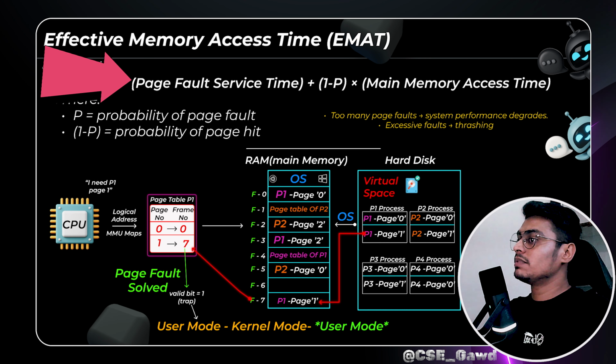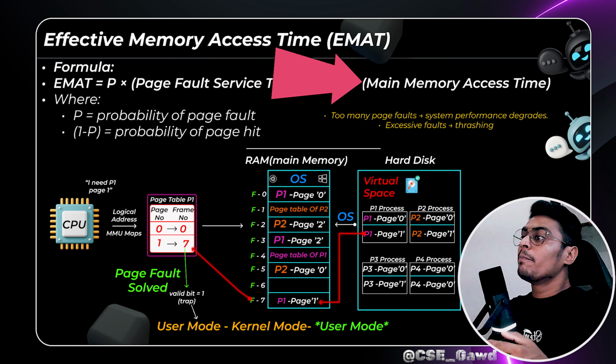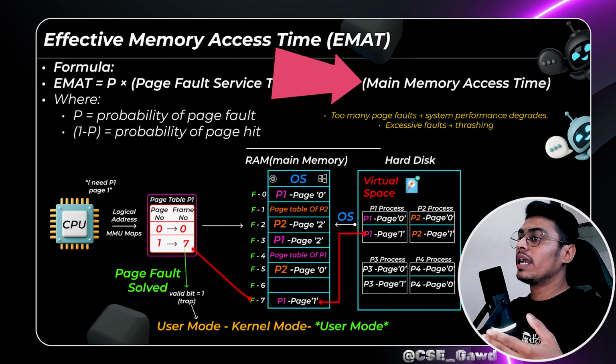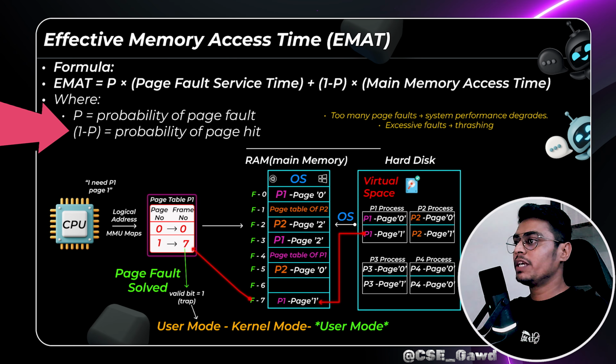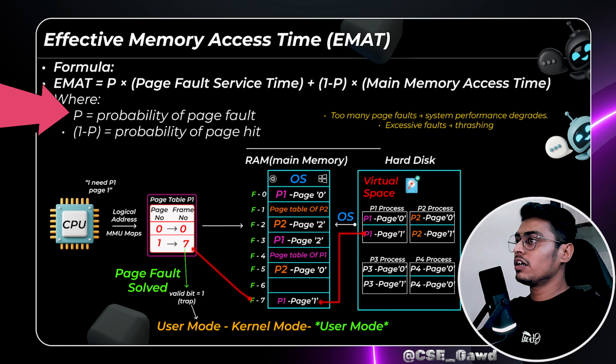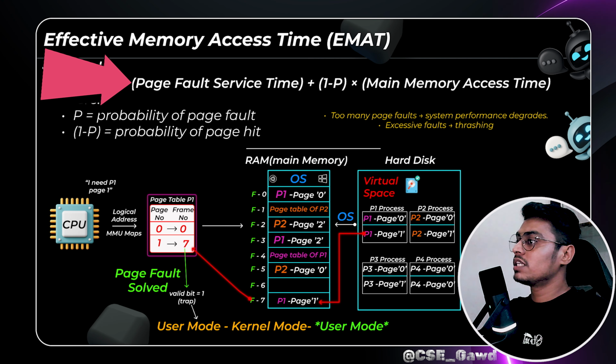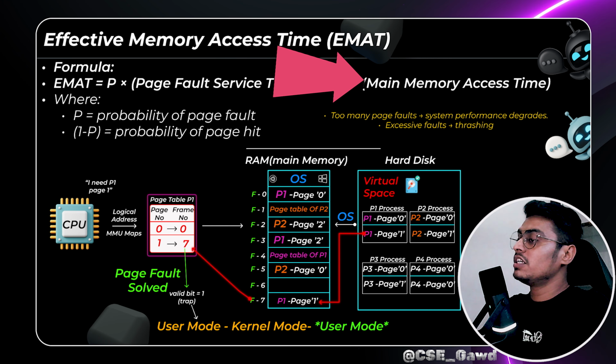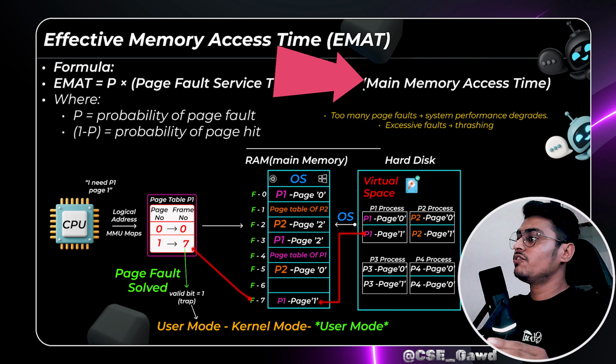Page fault service time is the time taken to handle a page fault. Main memory access time is the time taken to access data from RAM. When there is no page fault, the probability is 1 minus P. We can access main memory directly, which typically takes a nanosecond because main memory is very fast. However, when a page fault occurs, the probability is P. The process is much more complex and time consuming. Page fault service time is generally measured in milliseconds, while main memory access time is measured in nanoseconds. Since 1 millisecond equals 10 lakh nanoseconds, page faults can significantly increase the average memory access time.